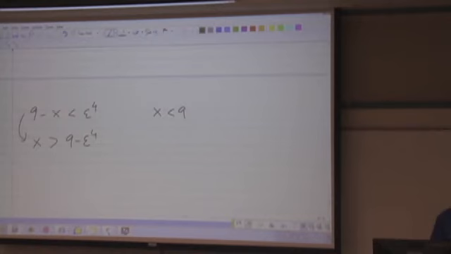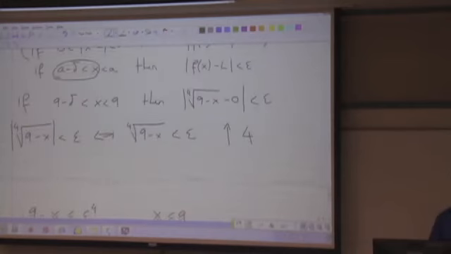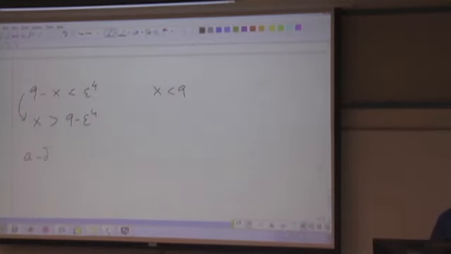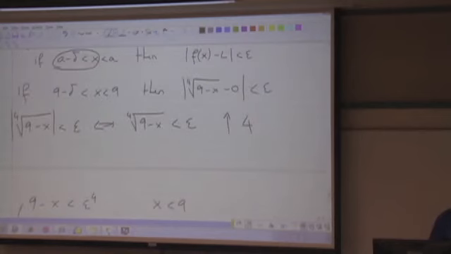Is everybody understanding this? Yes. Okay, so what is epsilon? What is delta? What is delta? A minus delta has to be less than x. So what is delta? Epsilon to the fourth. A is 9.